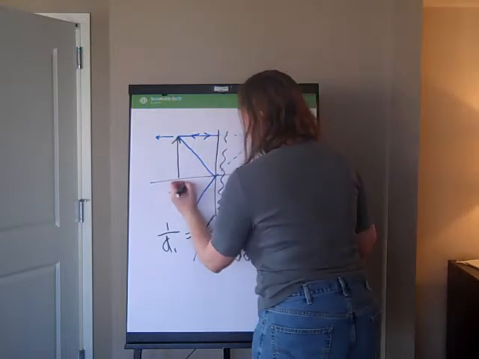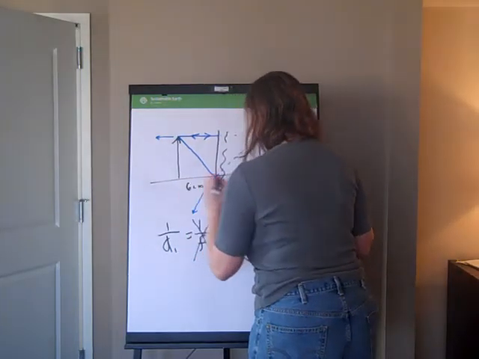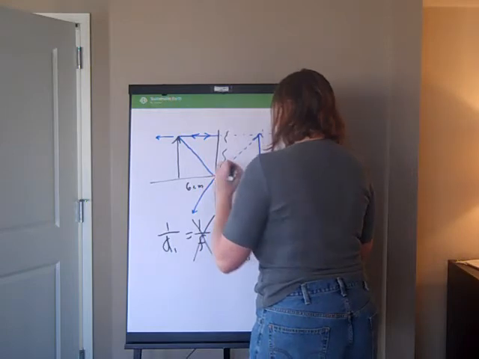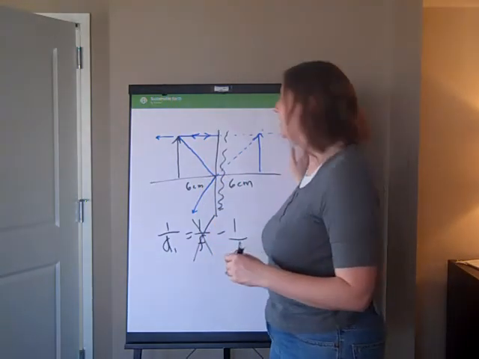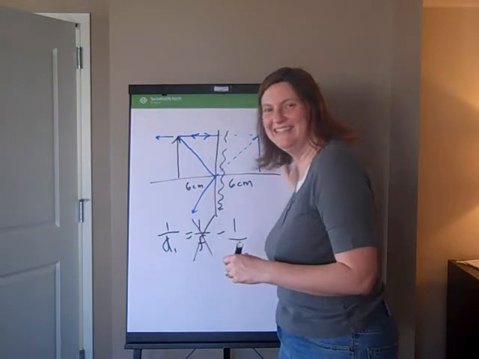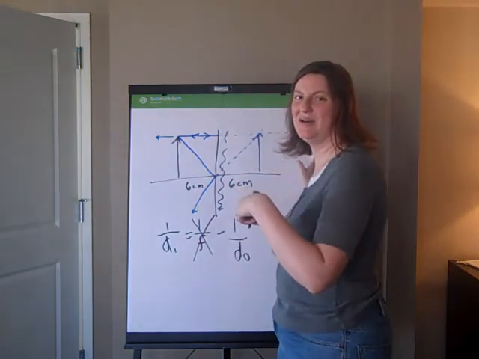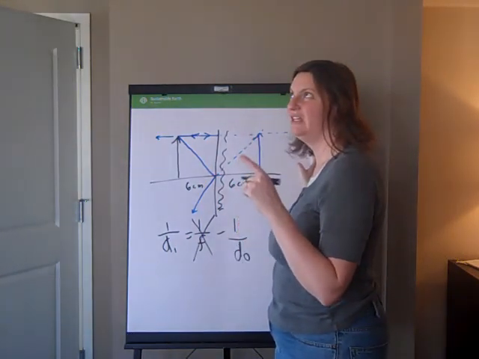So this distance, this is 6 centimeters. I like 6 for some reason. This is also 6 centimeters. Okay, that is the end of my lesson. The next time I'll talk about concave mirrors.